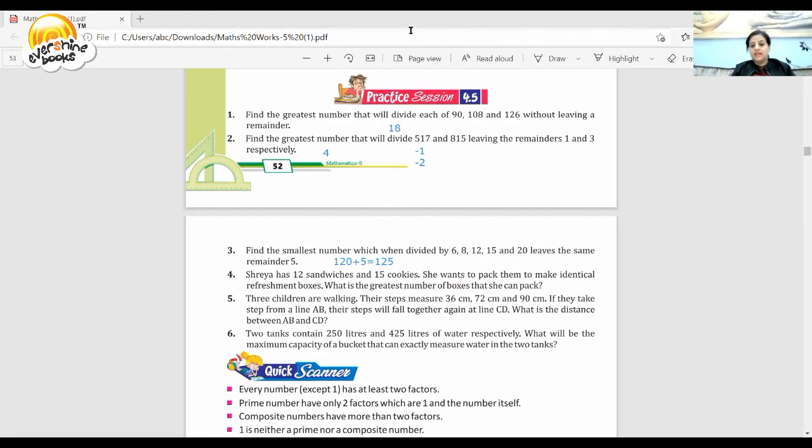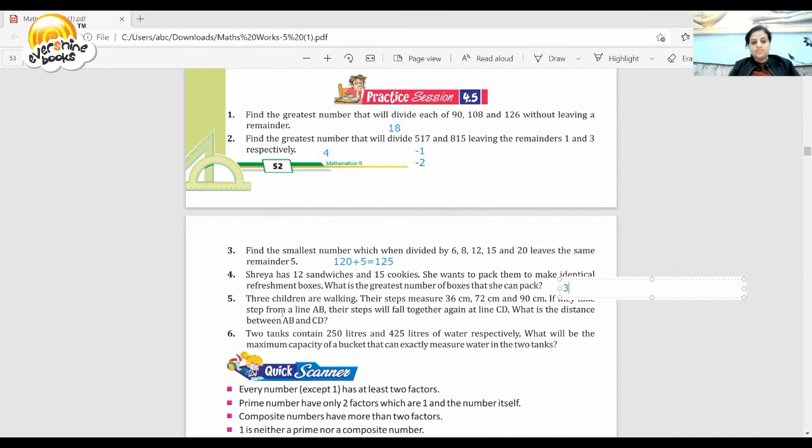Okay, 12 sandwiches and 15 cookies. It is coming 60 as the LCM, and then if we want to take out the HCF, it will be 3 4s are 12, no, 3 5s are 15, yes, it will come 3. So the HCF will be 3. The greatest number of boxes that she can pack is 3, and in one box she can pack that many.